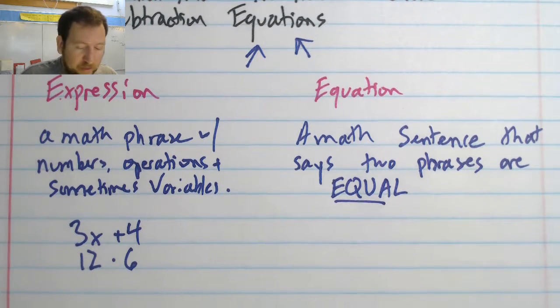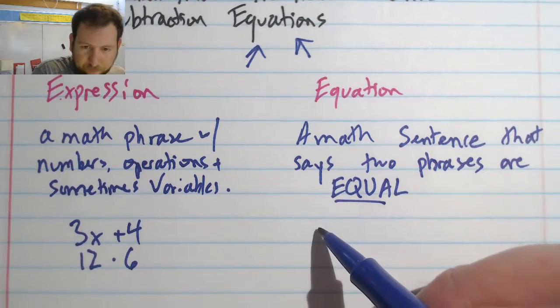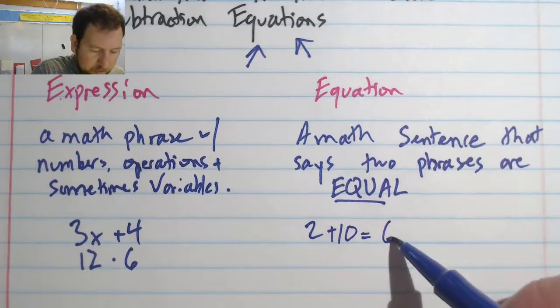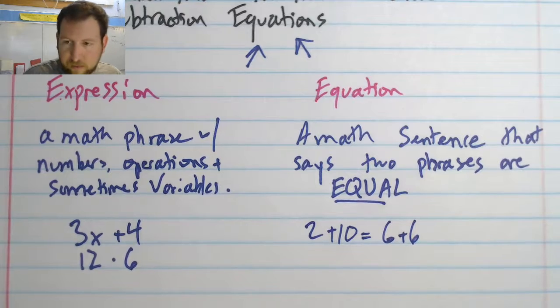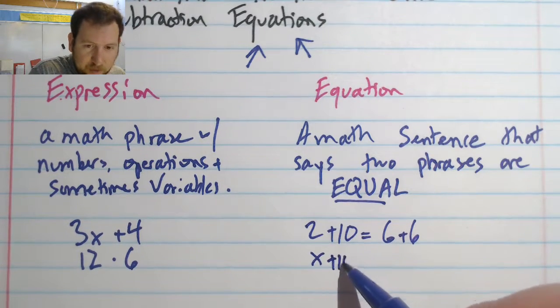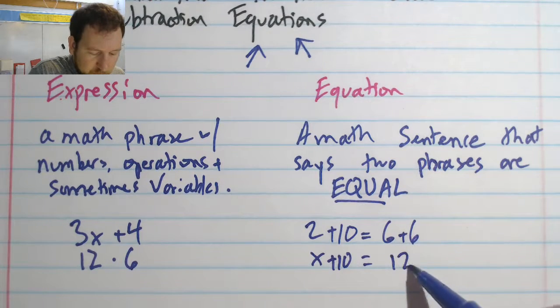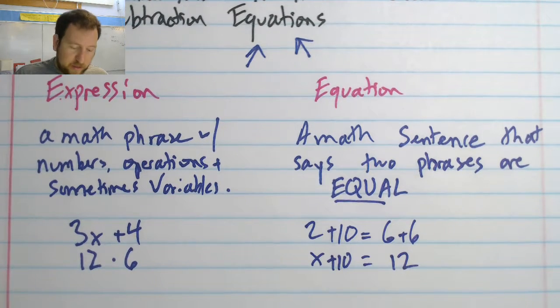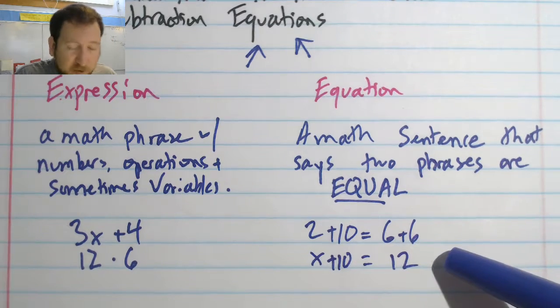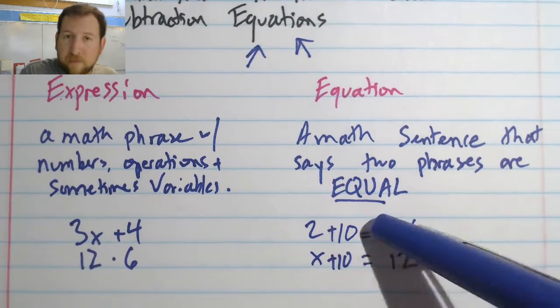For example, they look like this. 2 plus 10 equals 6 plus 6. Or x plus 10 equals 12. Both of these are equations. This one doesn't have a variable, and this one does, but they both have an equals sign.